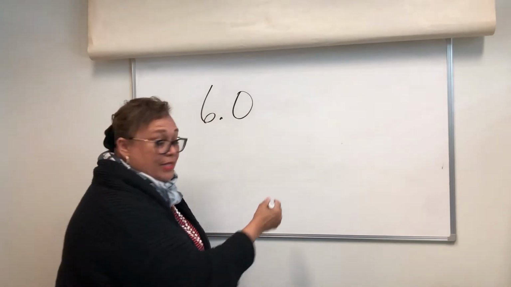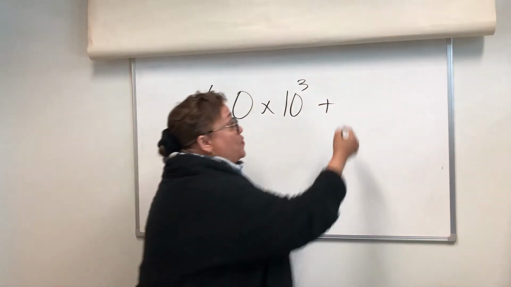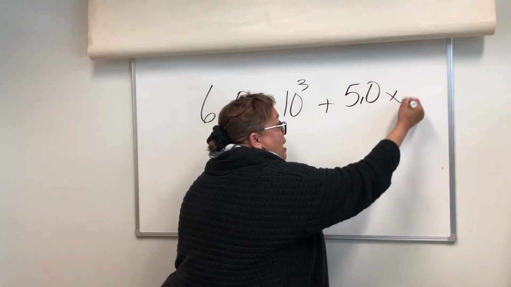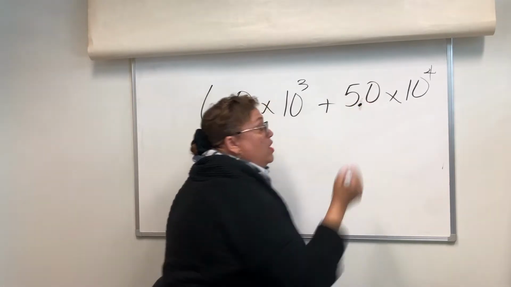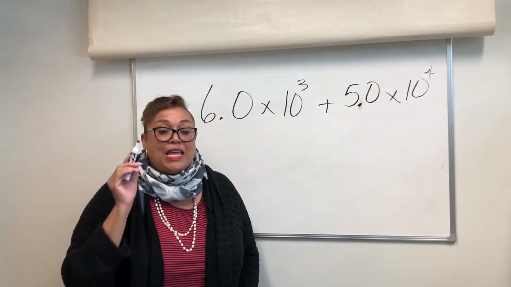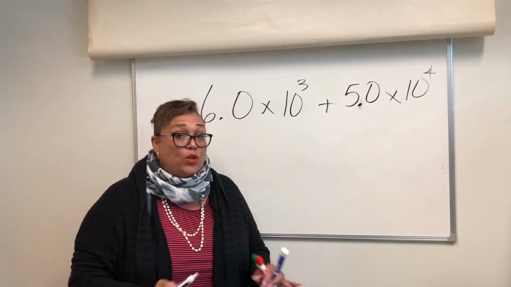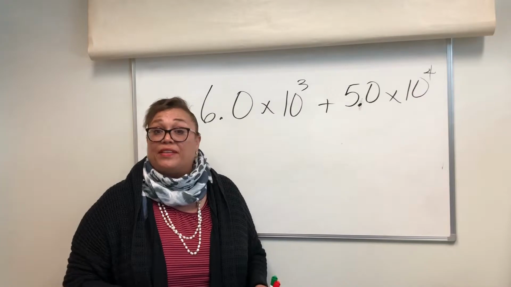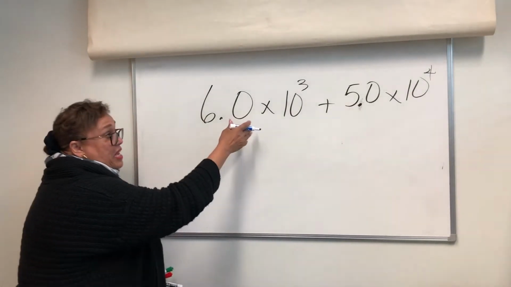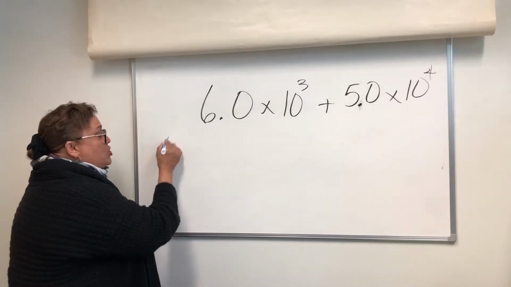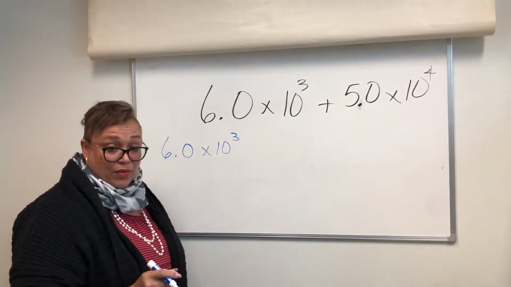6.0 times 10 to the third plus 5.0 times 10 to the fourth. Let's make that prettier. All right. I don't care which power of 10 you put it in. Just remember, when you get to the scientific notation, you're going to get the same number. So I'm going to start off by putting them both in 10 to the third because it's up there. So 6.0 times 10 to the third. I don't have to do anything with that.